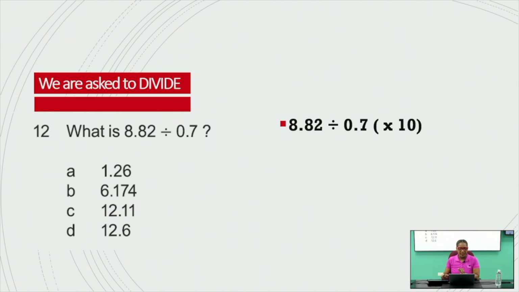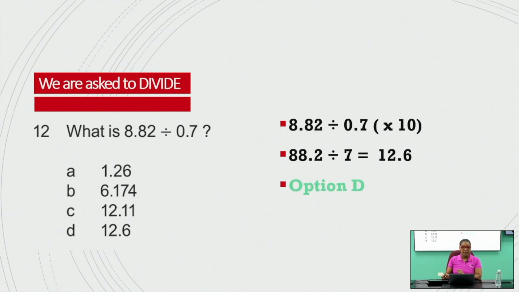8.82 divided by 0.7. Now, it's kind of tricky to divide by a decimal, so we can multiply by a power of 10 and still keep the proportion correct. So we are going to just multiply by 10. 8.82 multiplied by 10 gives us 88.2. And 0.7 multiplied by 10 will give us 7. So if we divide 88.2 by 7, we get 12.6. And that is option D.